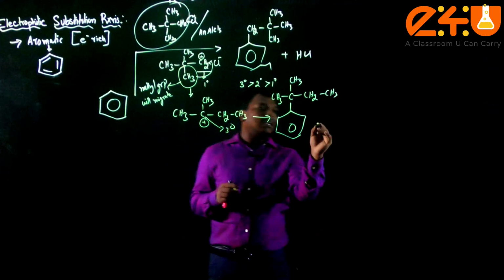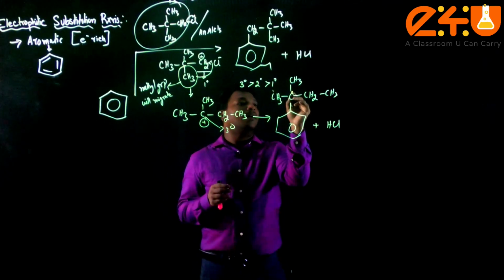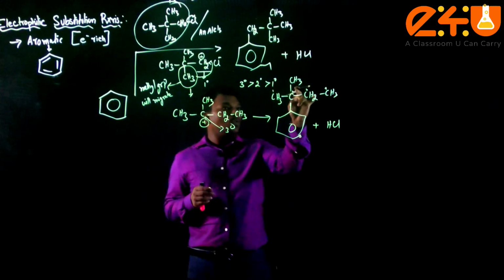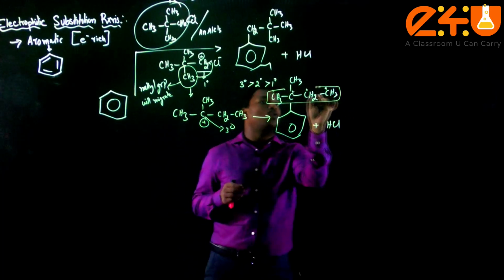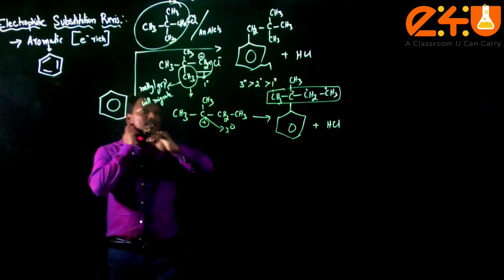Okay, what is the IUPAC nomenclature of this compound? We'll do the numbering: 1, 2, 3, 4. So it will be 2-methyl 2-phenyl butane. This is going to be your root word. Okay, now we'll do some more examples.